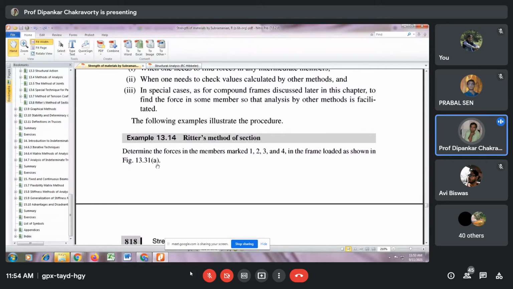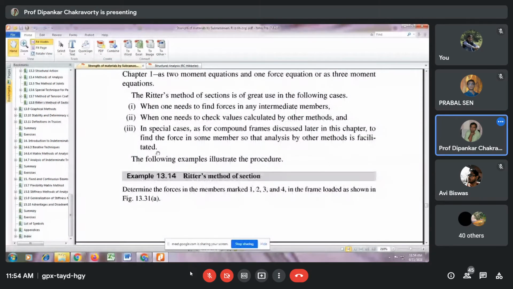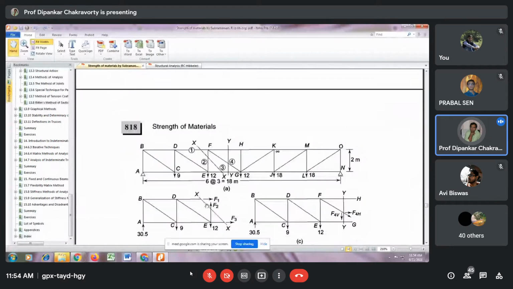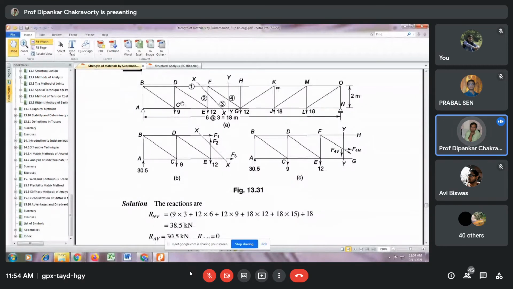Figure 13.31a. Okay, there are the forces. Here you have a 9 kilonewton force, here a 12 kilonewton force, here 12, here 18, and here 18. Now see, initially this is a hinge and this is a roller. Therefore, you have three unknowns. And if you consider the truss as a whole, then there are three equations of equilibrium. So it is externally determinate. And if you basically count the number of members, please count the number of members.